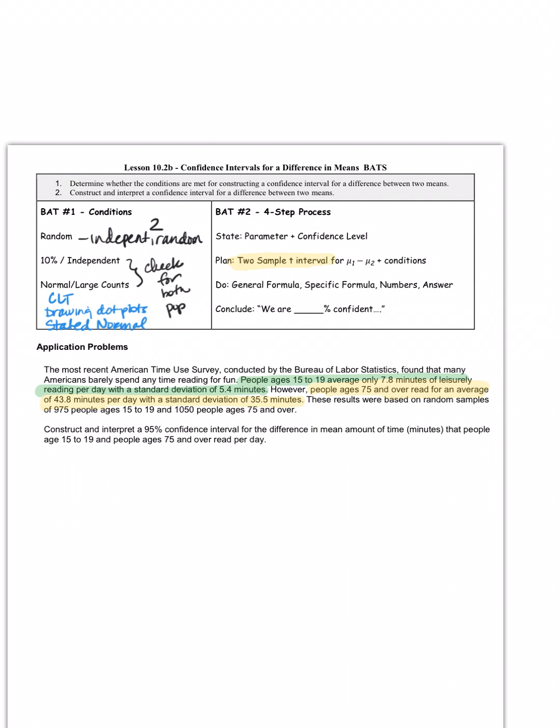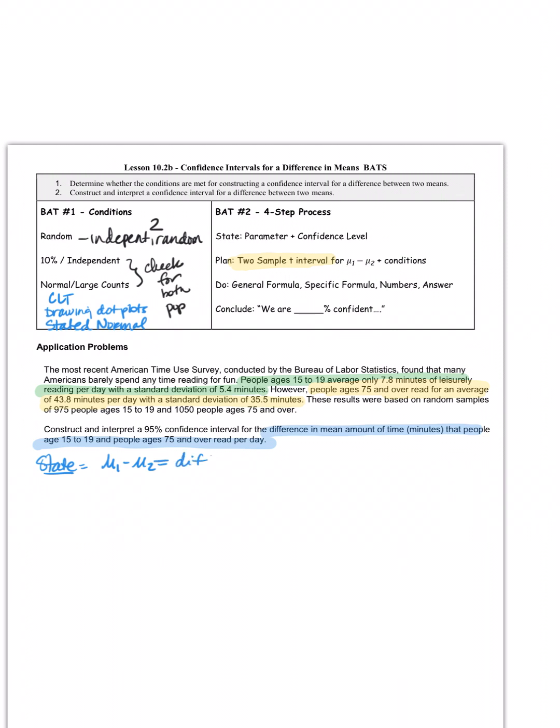The nice thing about this, if you just train your brain to look for the parameter, it's already defined for you in your stem, like right here. So when I define my parameter, it's the difference in mean amount of time that people, right there, I can copy it down word for word. And that way you're not going to trip yourself up with using the wrong language. So in my state step, we are looking for the difference in mean. So mu1 minus mu2. And I'm just going to literally write what it says.